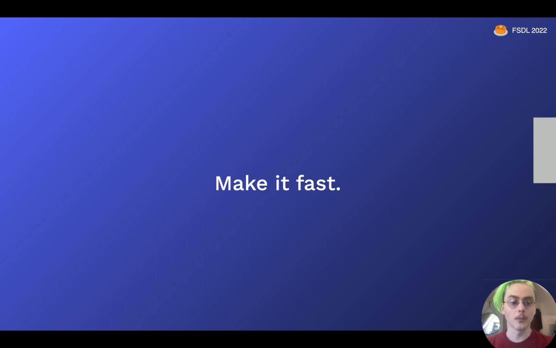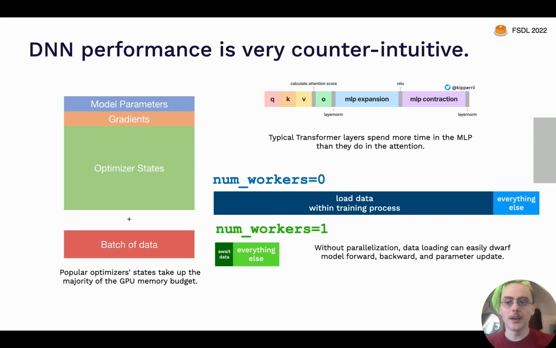Once your model can actually run end to end and calculate gradients correctly, the next step is to make it go fast. This could be tricky because the performance of deep neural network training code is very counterintuitive. For example, with typical hyperparameter choices, transformer layers spend more time on the plain old MLP component than they do on the attention component.